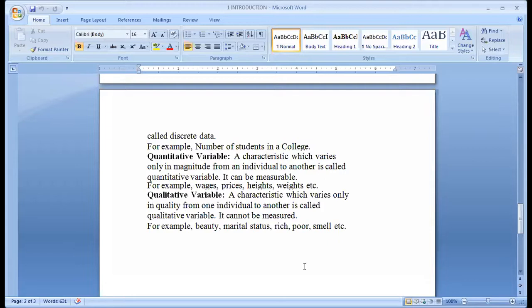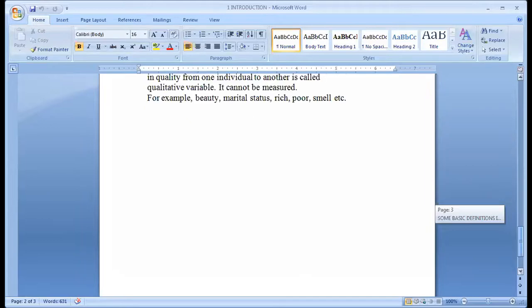Okay, so while qualitative variable, a characteristic which varies only in quality from one individual to another is called qualitative variable. It cannot be measured. Say for example, beauty, marital status, married, unmarried, rich, poor, smell, leadership ability. These are qualitative variables. So we cannot measure it in some kind of number. So those are termed as qualitative variables, and they are also termed as attributes. Okay, is it clear? Yes, sir, clear.